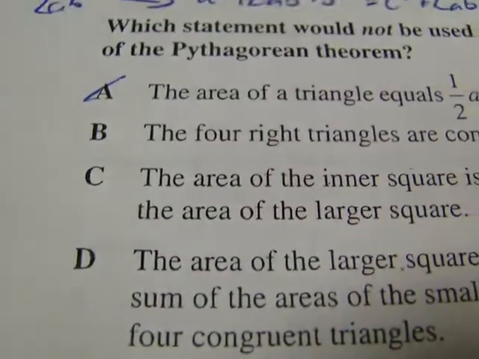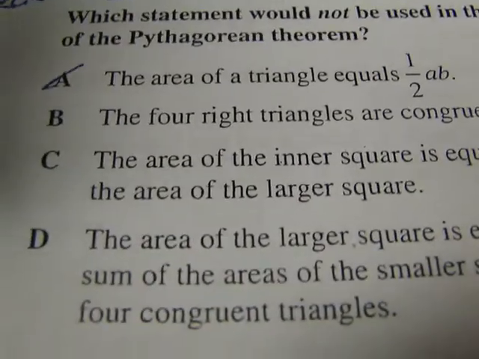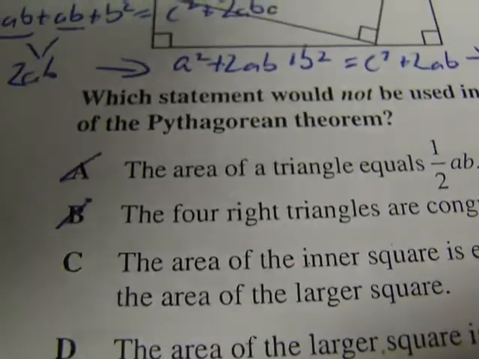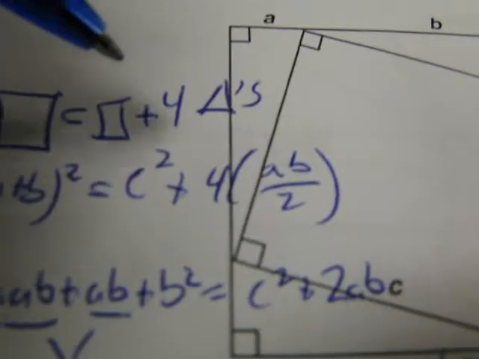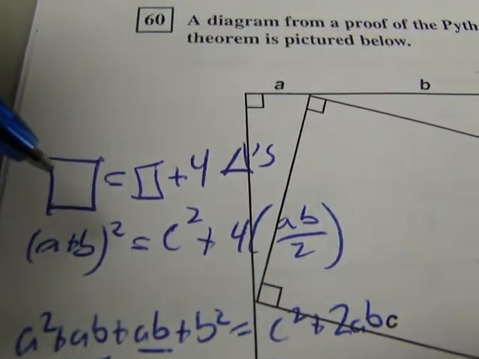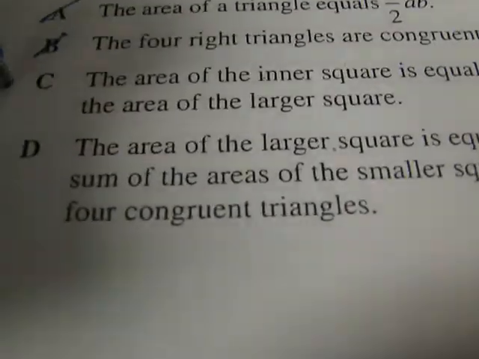Do we need to know that the area of the inner square is equal to half the area of the largest square? Well, it never exactly says that. It says that the area of the inner square plus the four triangles is equal to the area of the largest square, but it never says that this is half of this. So that sounds a little fishy. I'm going to hold that out there.